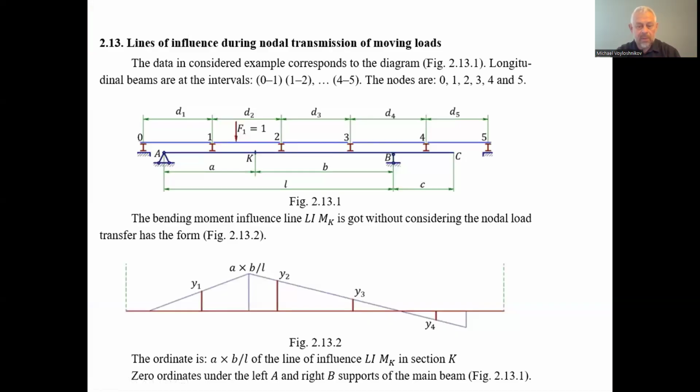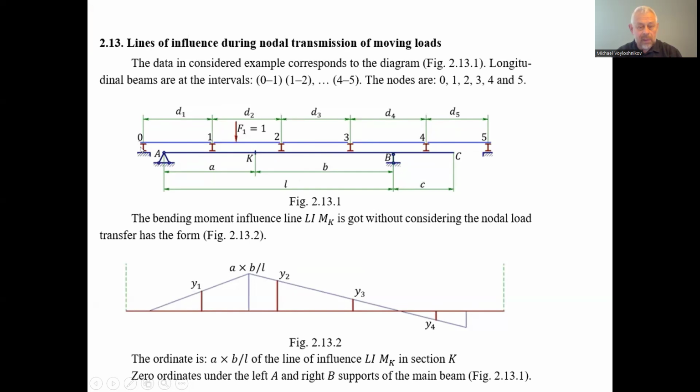We consider an example of a mechanical system consisting of the main beam. The main beam is A, B, C, on two supports: A, the fixed hinge, and B, the sliding hinge. And the auxiliary beam 0, 1, 2, 3, 4, 5 consists of panels. Each panel span has sizes d1, d2, d3, d4, etc. And the panels are connected in the auxiliary beam at the nodes 1, 2, 3, 4.